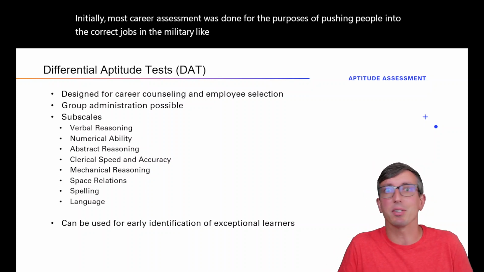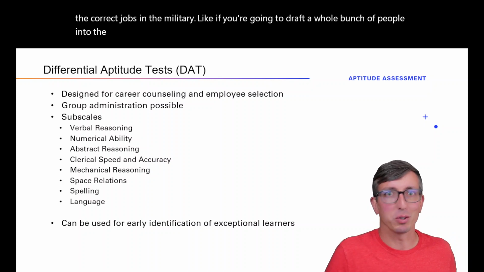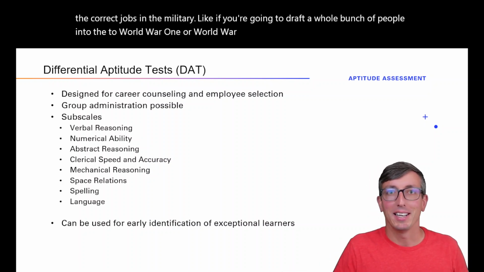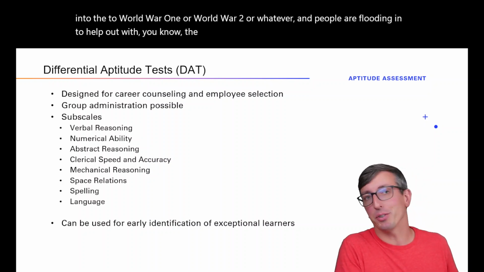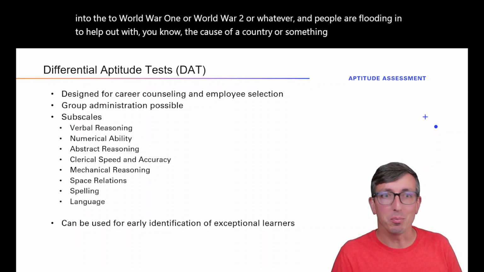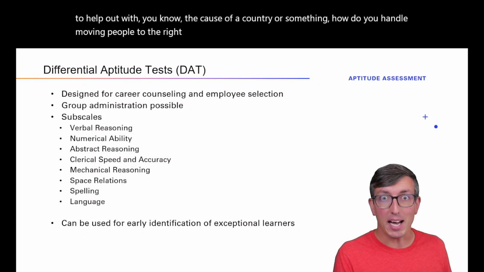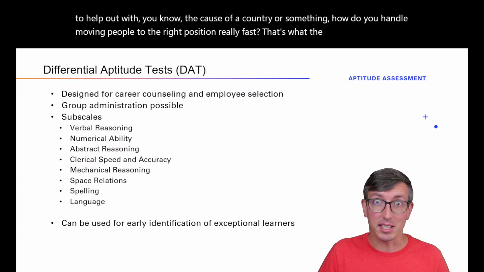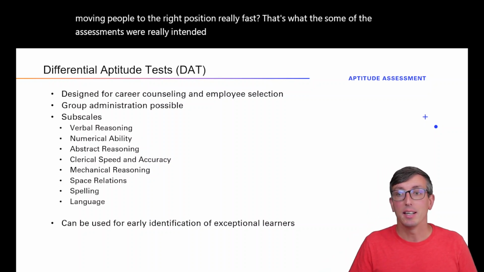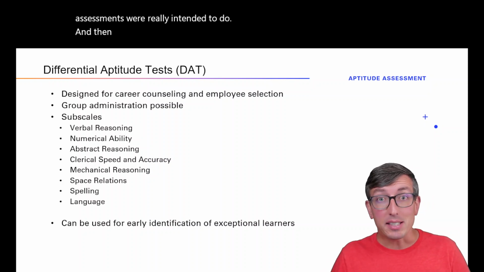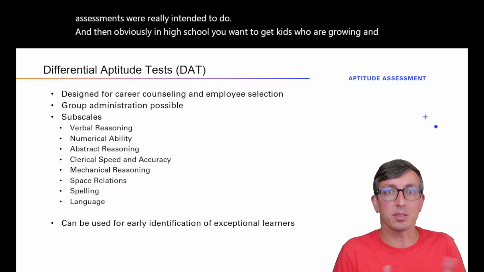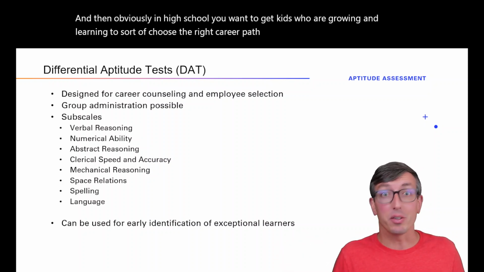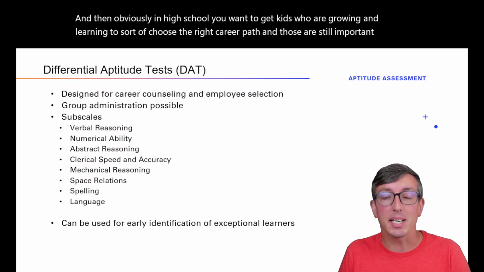Like if you're going to draft a whole bunch of people into World War I or World War II, and people are flooding in to help out with the cause of a country, how do you handle moving people to the right position really fast? That's what some of the assessments were really intended to do. And then obviously in high school, you want to get kids who are growing and learning to choose the right career path. And those are still important functions of career assessment.